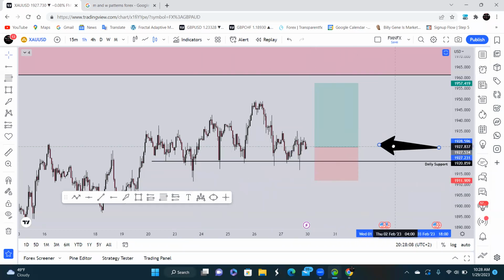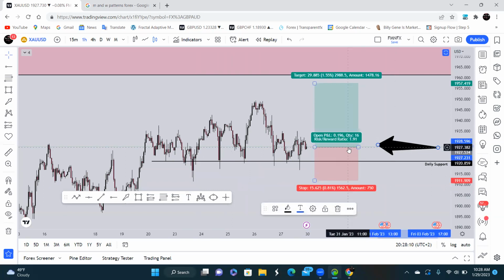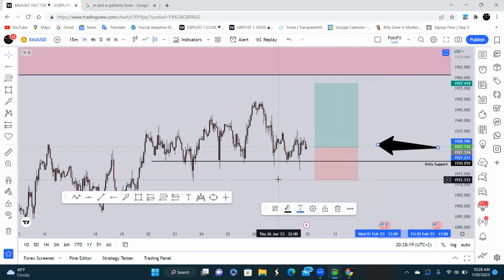It's still 1.91. So it's almost a 1 to 2 trade, right? So it's still a good trade. It's just this stop loss is gross.